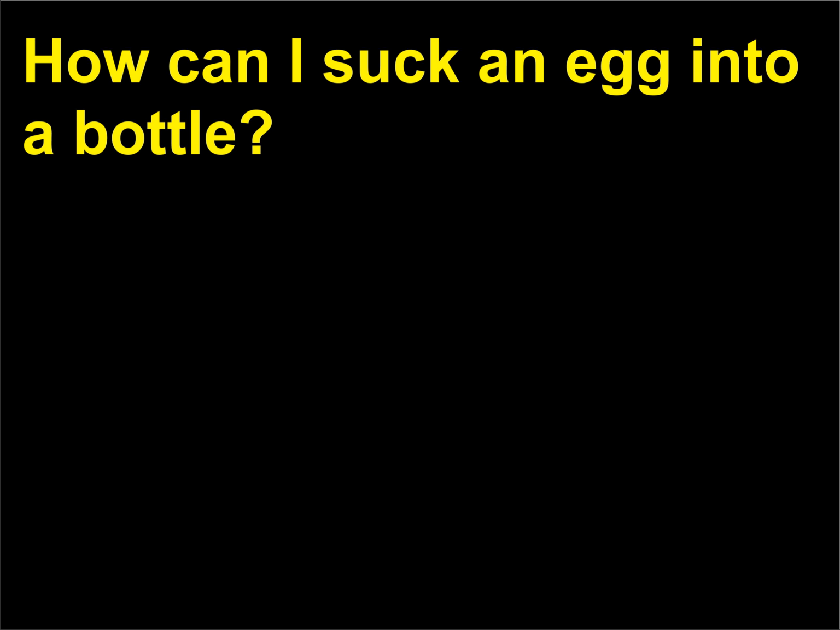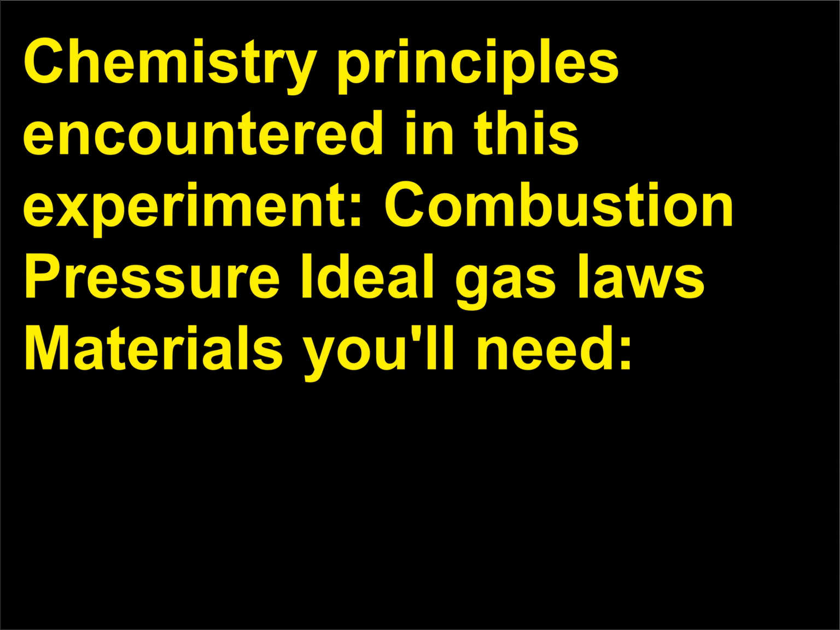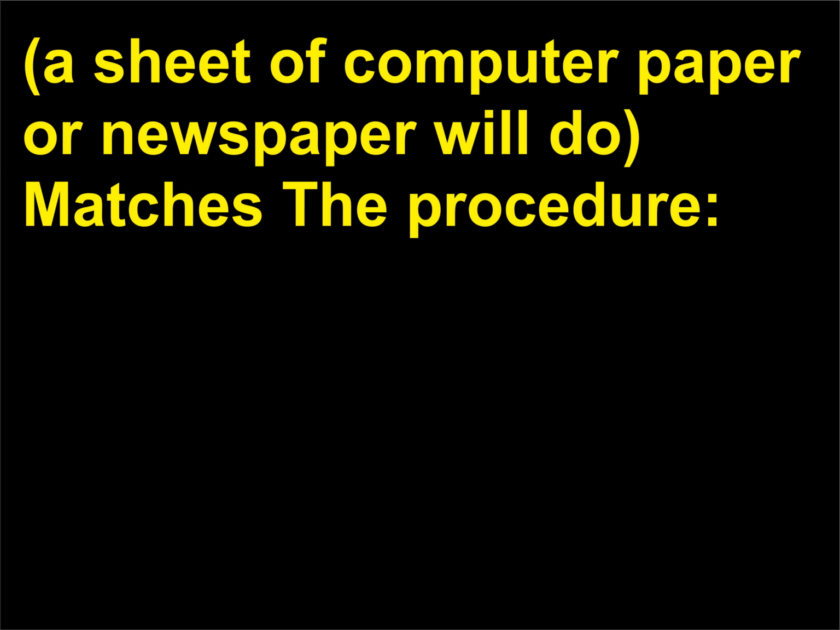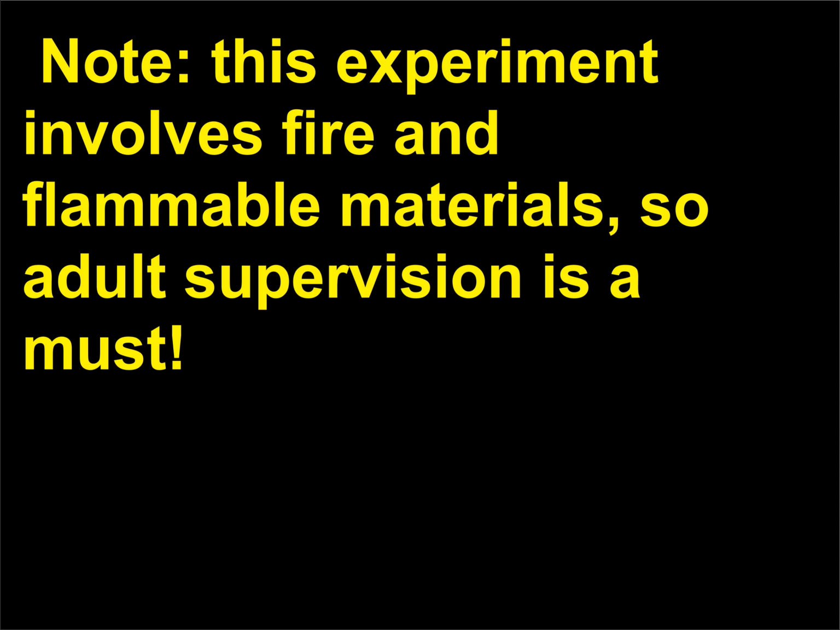How can I suck an egg into a bottle? Chemistry principles encountered in this experiment: combustion, pressure, ideal gas laws. Materials you'll need: a hard-boiled egg, a bottle or flask with an opening slightly smaller than the egg's diameter, and paper. A sheet of computer paper or newspaper will do, and matches. The procedure: note, this experiment involves fire and flammable materials, so adult supervision is a must.